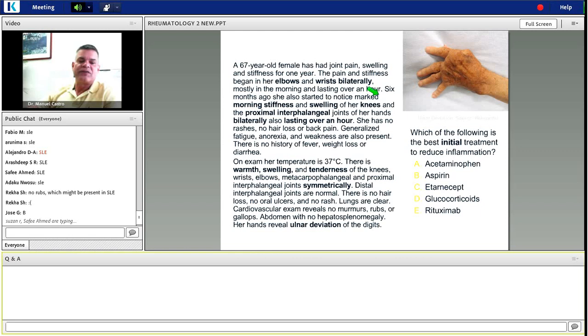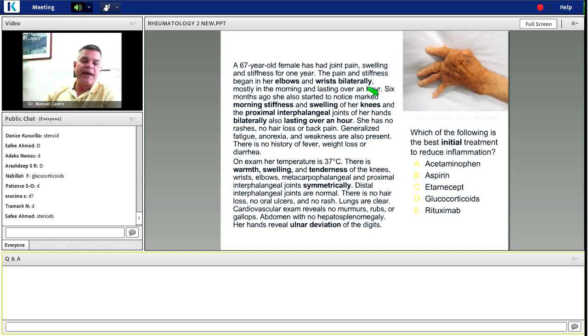Okay. Well, Jose, we don't want to use aspirin. Aspirin has a lot of issues, right? Acetaminophen, Susan, does not actually reduce inflammation, okay? So what is a good first-line drug that is used to reduce inflammation? Yes, it's going to be glucocorticoids, right?